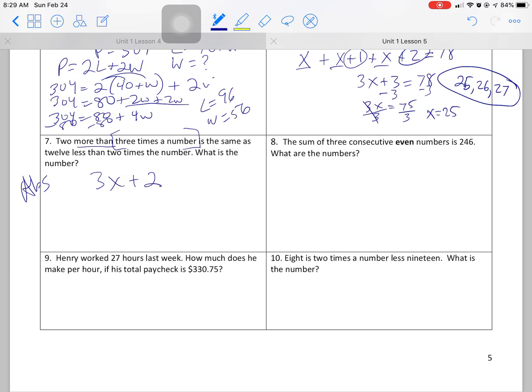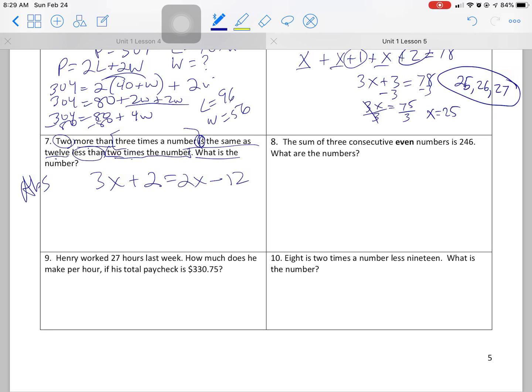3 times a number, 3x. Okay, more than is a plus. Because it's a more than, it's out of order, so the 3 times the number goes first, plus 2. Okay, is the same as. Is the same as is an equal sign. 12 less than 2 times a number. Out of order, 2 times a number, less than is a minus, 12.